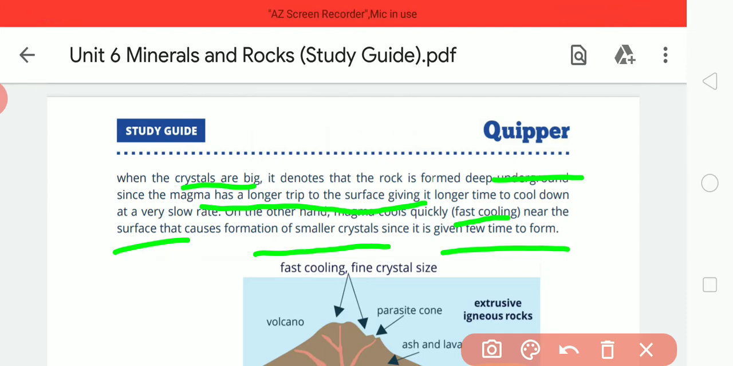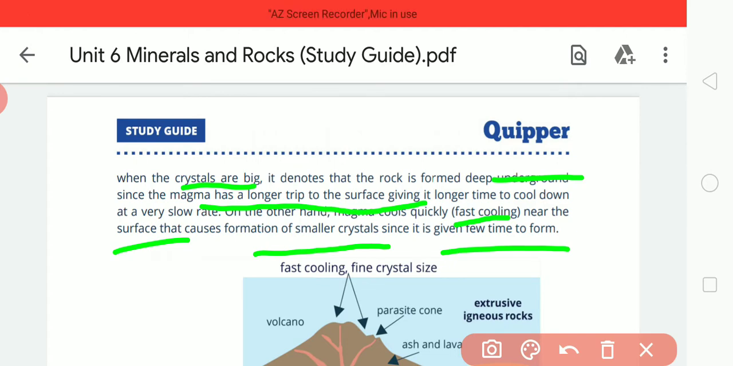On the other hand, if the magma cools quickly near the surface, that means if a magma or lava that came out from a vent of a volcano cools down on the surface of the earth, on our land surface, we can expect that it would be fast cooling, because the temperature here in the earth's crust is cooler compared to underground, where magma is present, because the mantle, the asthenosphere, is extremely hot.